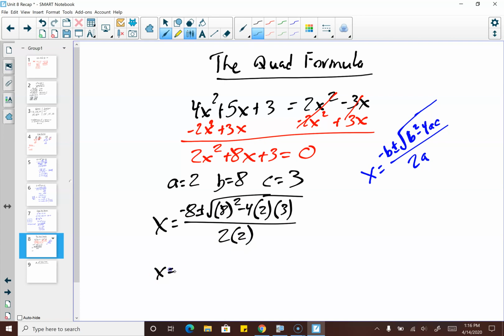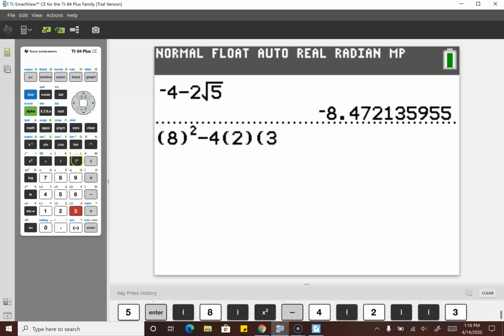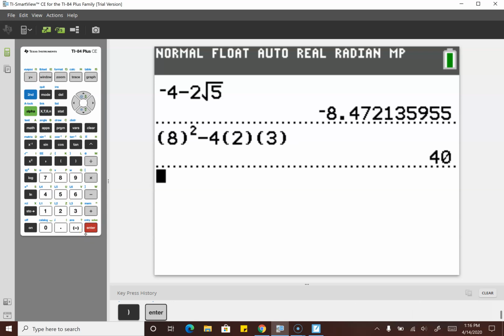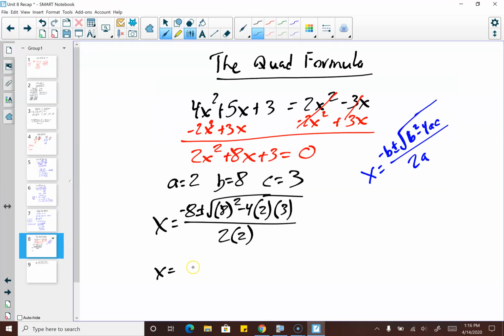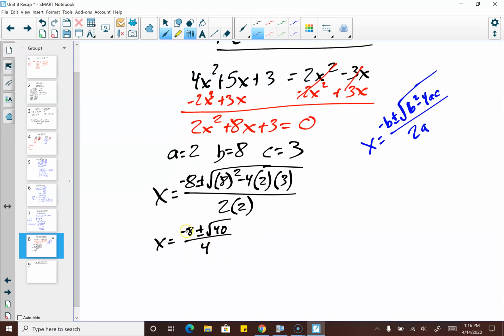So x equals everything that's underneath the square root except for the square root goes into your calculator at the same time. So 8 squared minus 4 times 2 times 3 gives us 40. So x equals negative 8 plus or minus the square root of 40 over, and 2 times 2 is 4. Now, the biggest mistake that people make is they start to divide the negative 8 and the 4. Not yet. The first thing we have to do is deal with the 40.